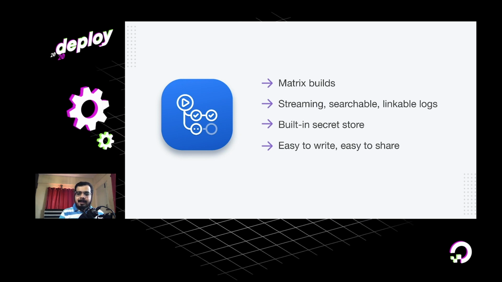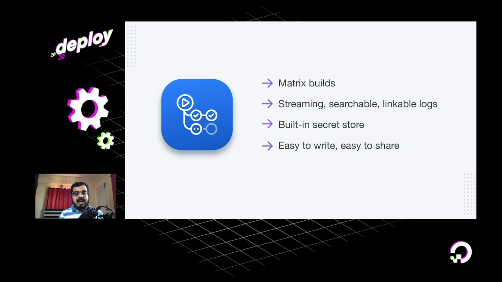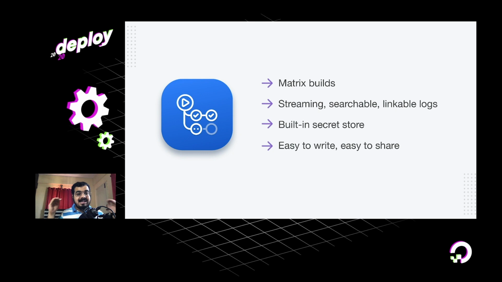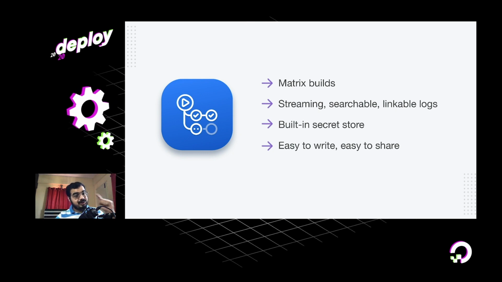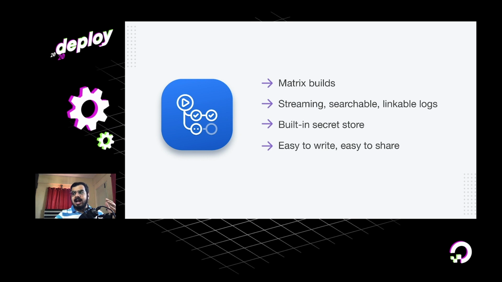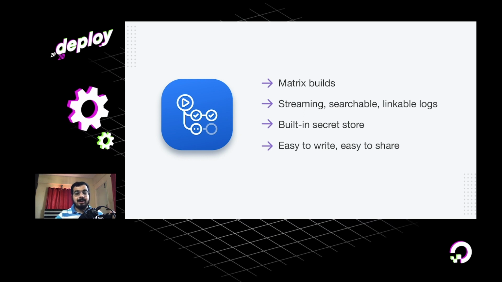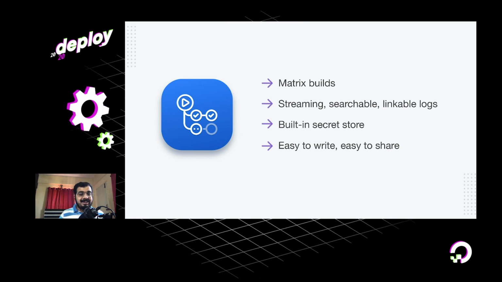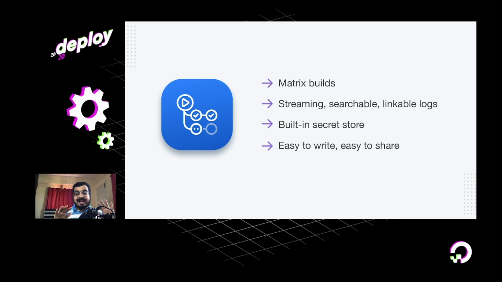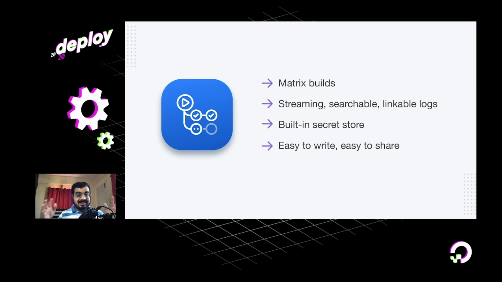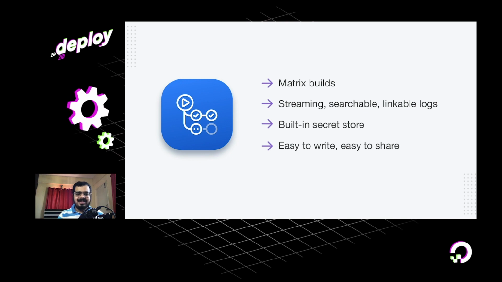And also to help integrate with third-party services or deployment targets, every repo on GitHub has a built-in secret store, and Actions will substitute secrets for your tokens. So you don't have to hardcode anything or even manage secrets separately outside of GitHub. And finally, because it's GitHub, Actions are easy to write and easy to share. And this is how core software development works today.